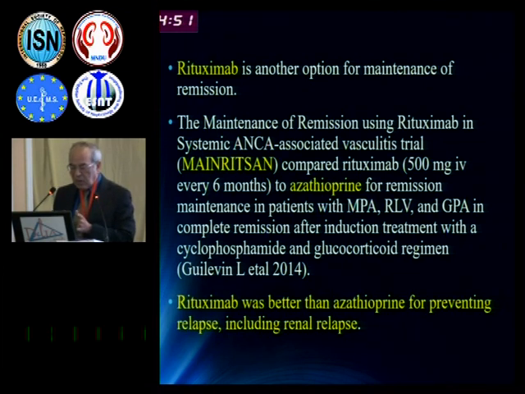The maintenance of remission using rituximab in systemic ANCA-associated vasculitis trial compared rituximab 500 milligram IV every 6 months versus azathioprine for remission maintenance in these patients. Actually, the result was in favor of rituximab. Rituximab was better than azathioprine for preventing relapse, including renal relapse. So this is a good point.